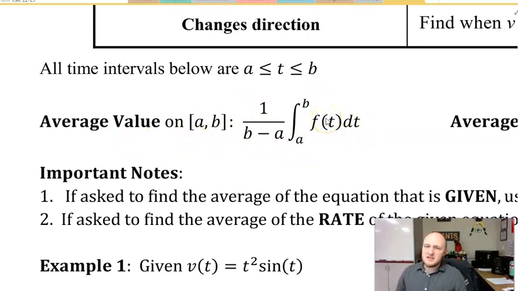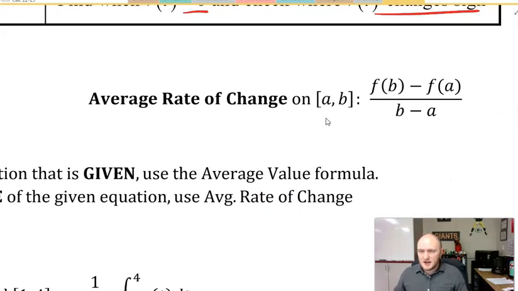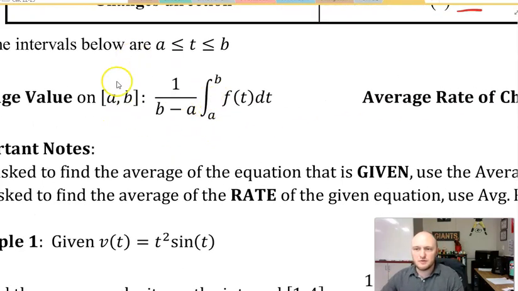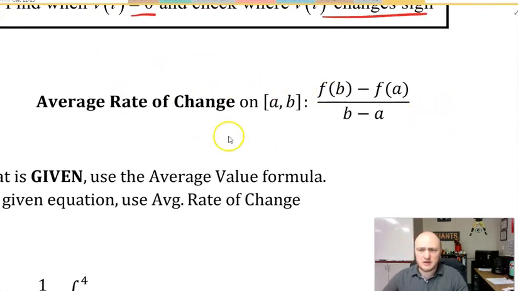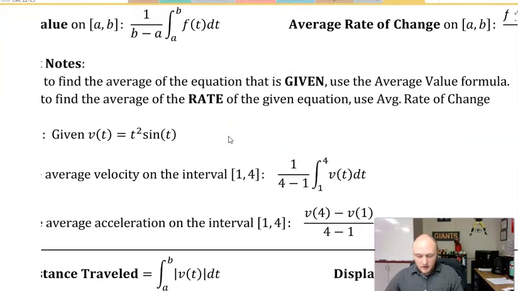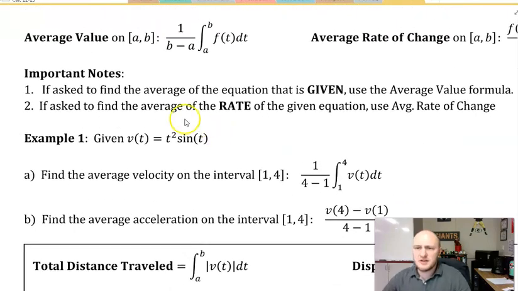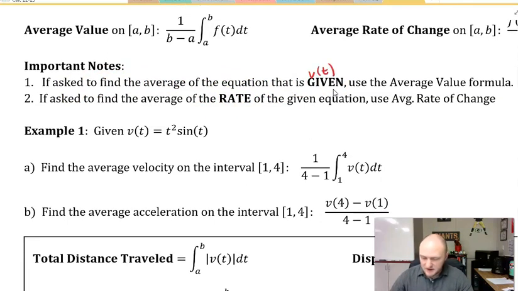Now, sometimes the AP test will ask for an average value of a function, or an average velocity, but then sometimes they ask for an average rate of change, or they ask for the average acceleration given the velocity. So how can I tell this new average value formula that we just defined versus average rate of change? How do I not get these mixed up on the AP test? Well, it's very, very straightforward. If they give you v of t, and they say find the average velocity, you're going to use the average value function.